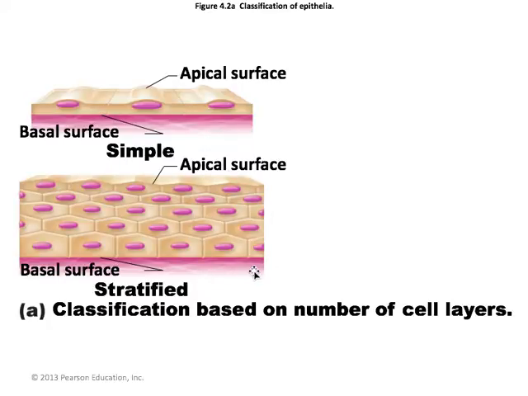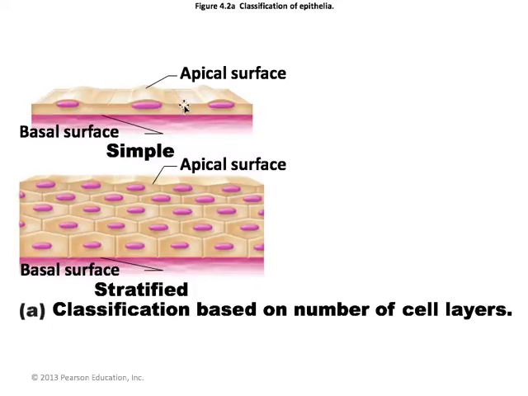The way you want to remember these words is, apical, think of the apex of a mountain, so the top of the mountain. That would be the top surface. And then the basal surface, think of a basement, that's the bottom surface. So the basal surface is down here, and you can see you have one for stratified epithelium as well.